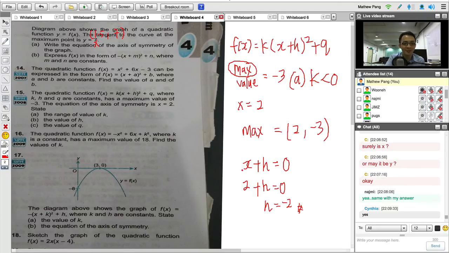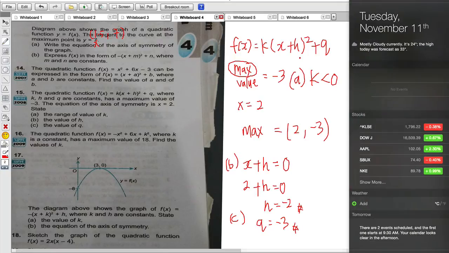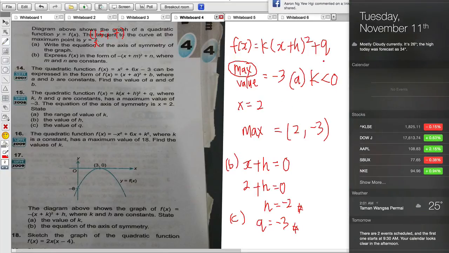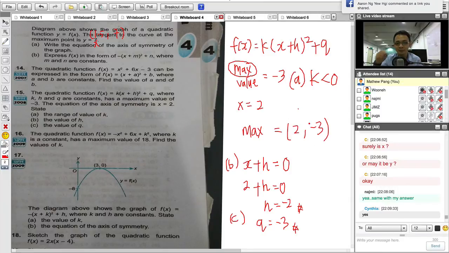Alright, then h I already found. This is B. And C. Find the value of q. Where is q? Okay, q is just -3. I think it's just 1 mark. Done. Because this one is a little bit different, the question asks you to find the range. Okay. Any question for 15? If you don't have, maybe we go to question 16.